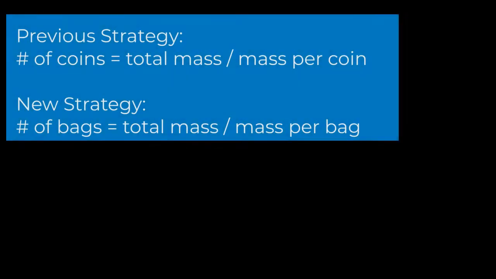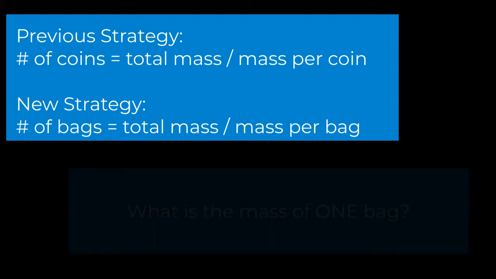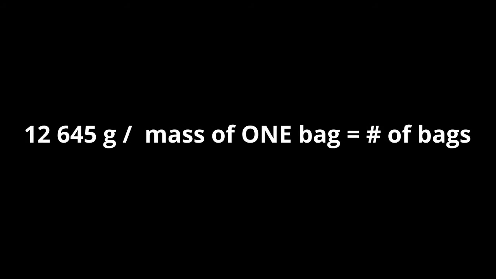Well, let's use the same strategy. You need to know how much a bag of coins weighs. Each bag of coins has a mass of 3,010 grams. So we divide the total mass of all the coins, 12,645 grams, by the mass per bag, 3,010 grams. That equals 4.2 bags of coins. Can we have 0.2 bags of coins?